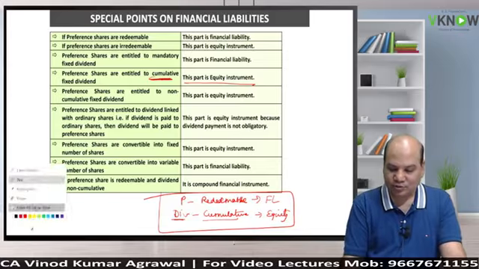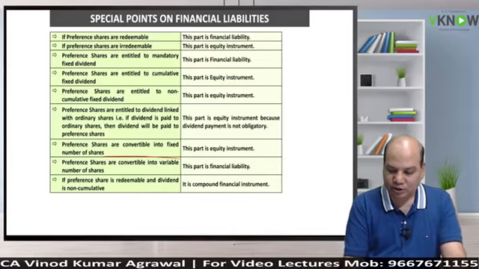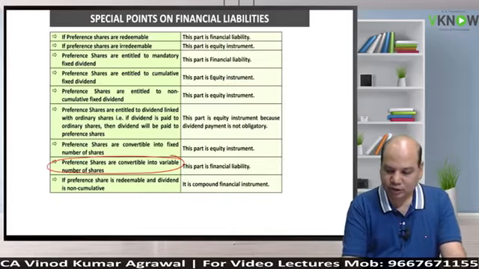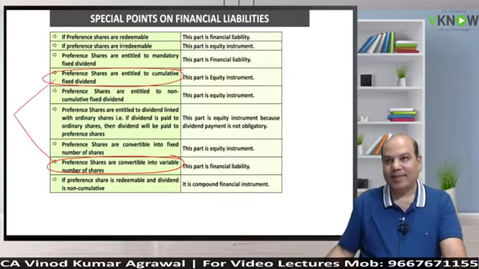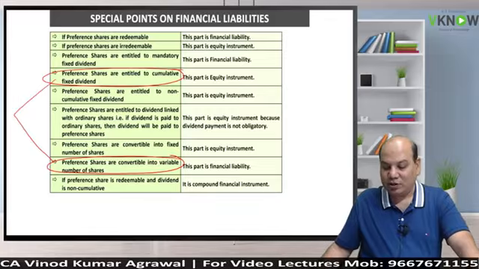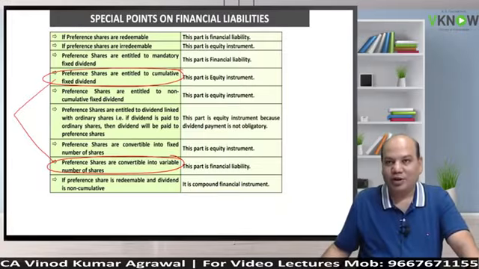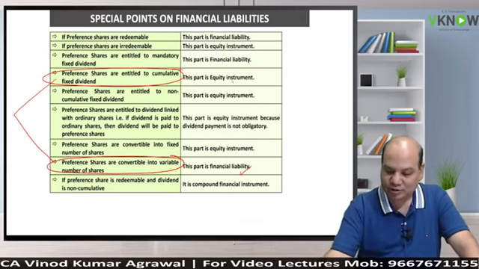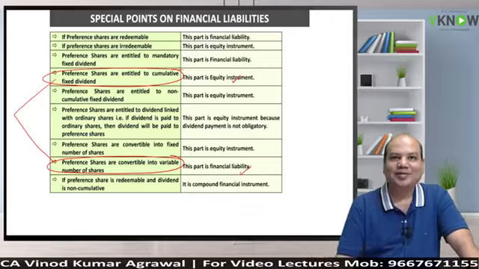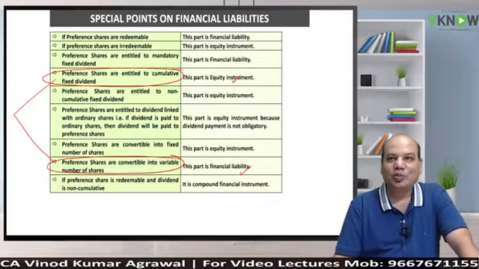Should I try one more? This combination and this combination. Principal amount is convertible into a variable number of shares and dividend is cumulative. This is financial liability. This is equity. The answer is written: when the same instrument has both features, it is a compound instrument.